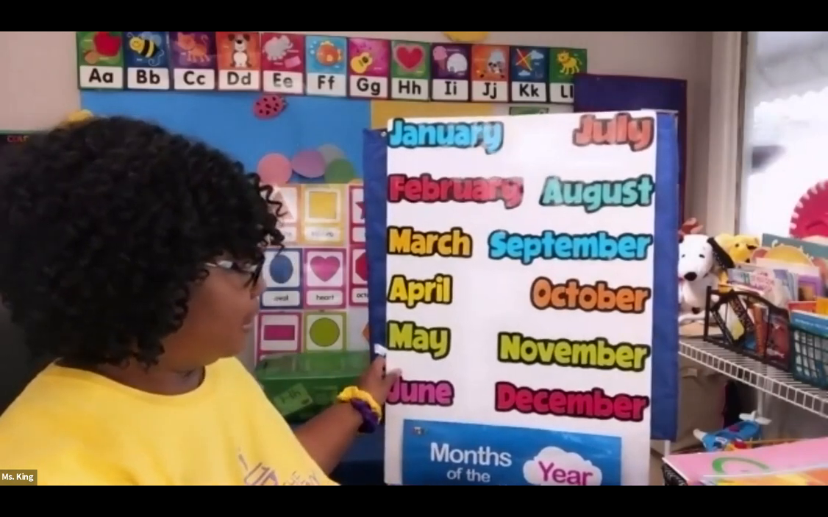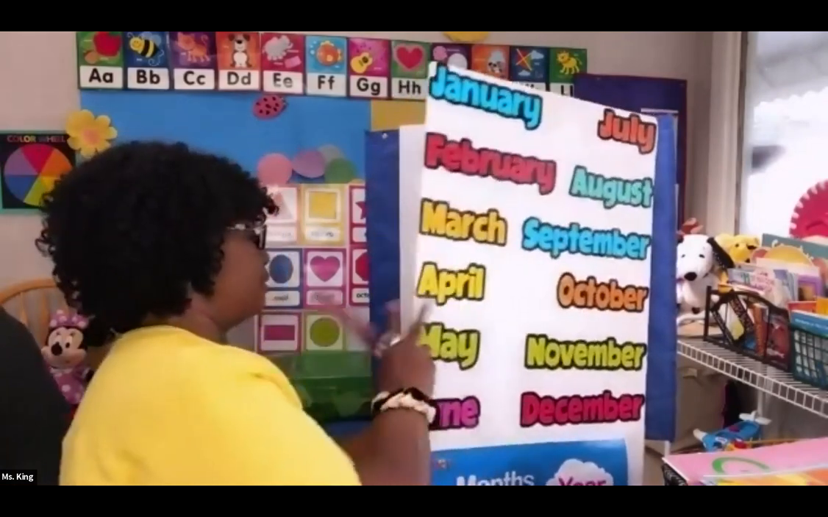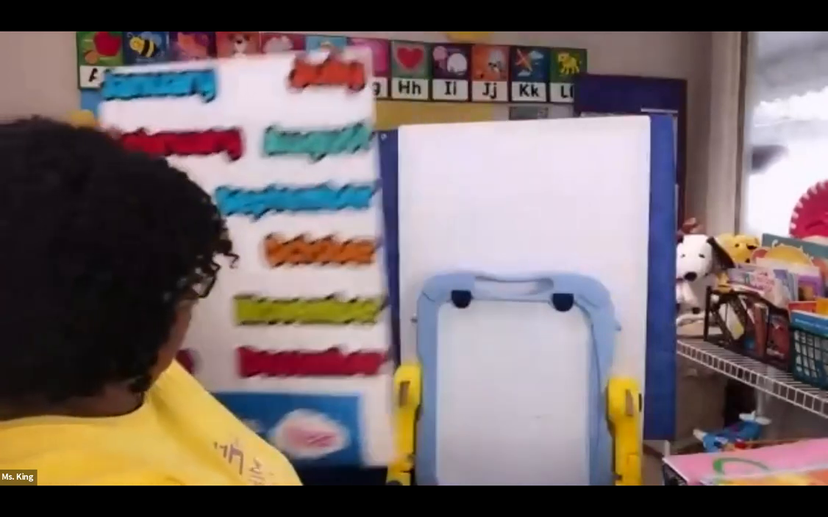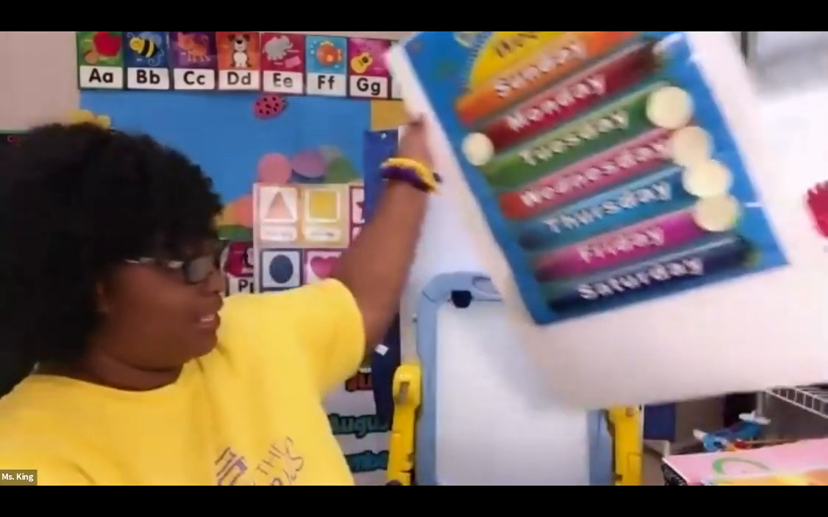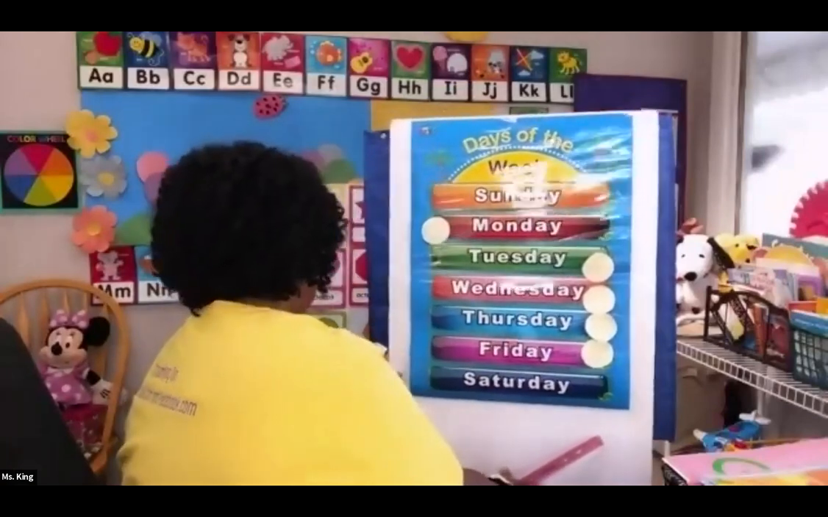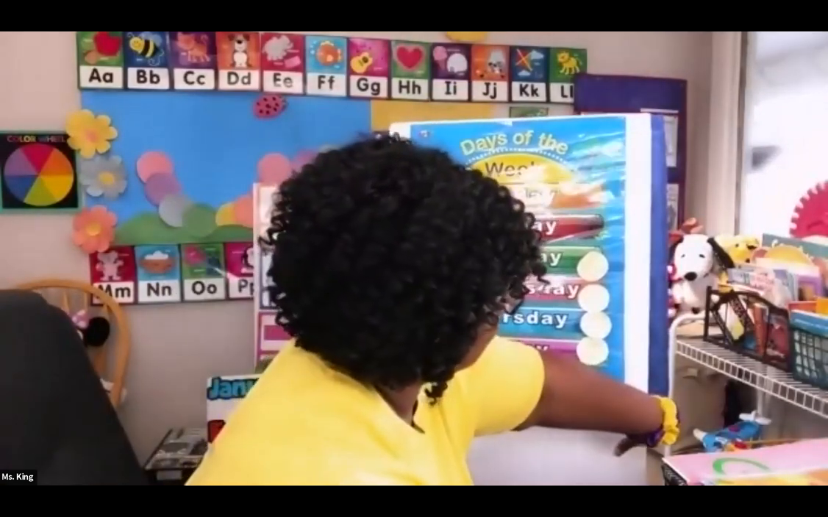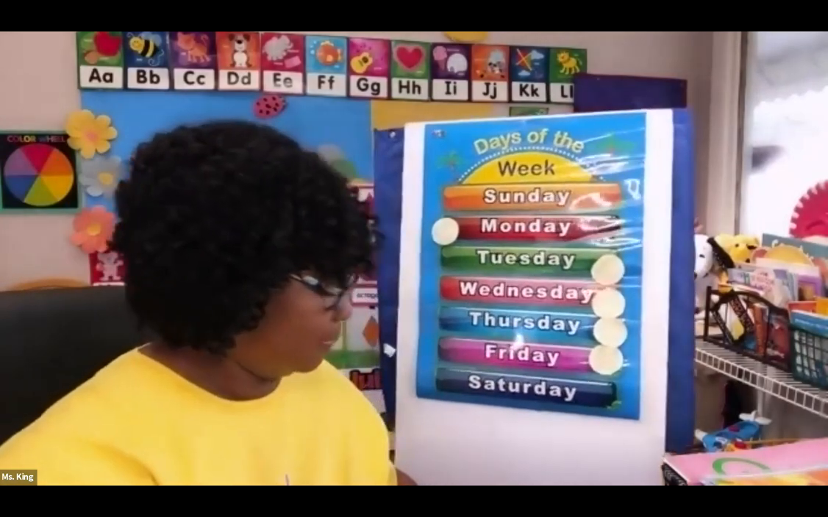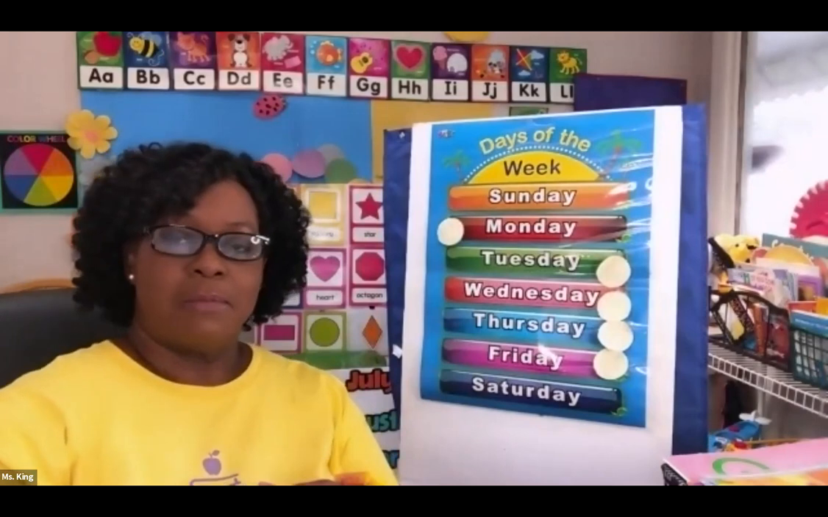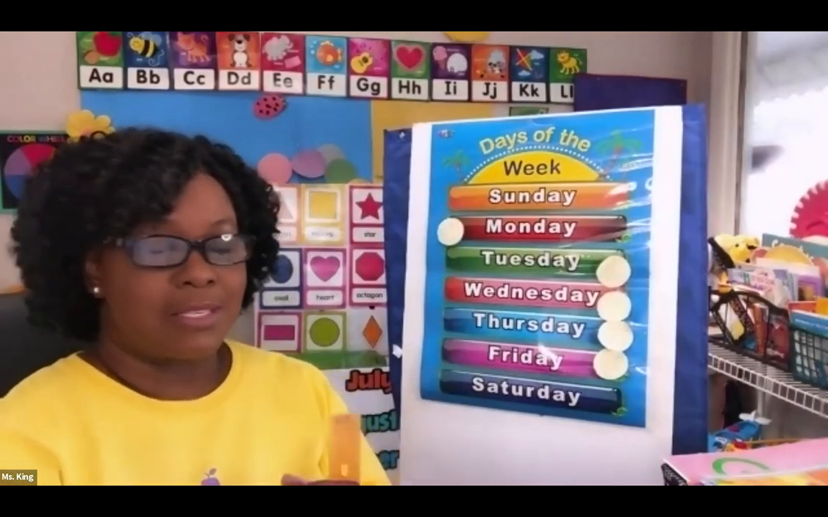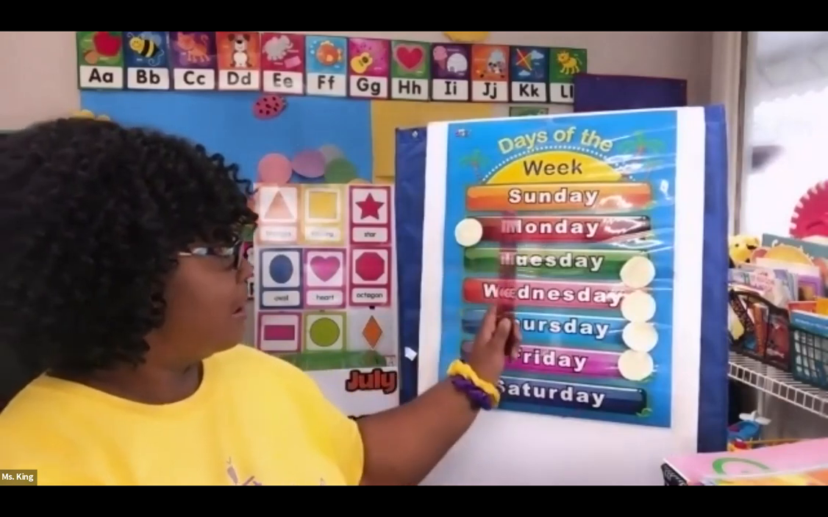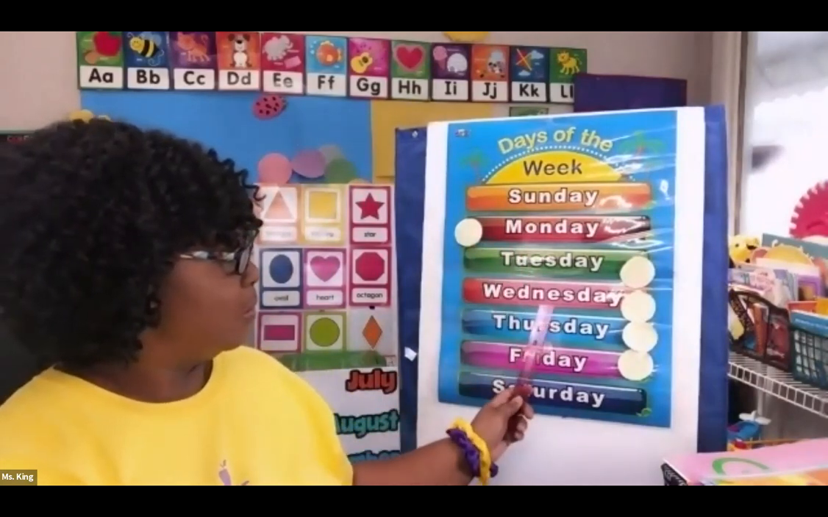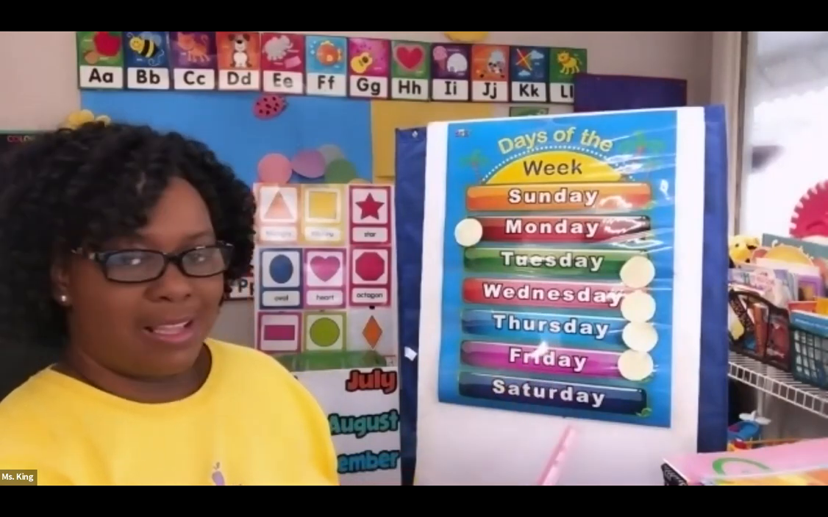Now, let's take off our month board. August is our month. Now, let's find out what today is. Remember, there are 7 days in a week. Months, 12 months, and weeks have what? 7 days in a week. And the 7 days are, let's go over them: Sunday, Monday, Tuesday, Wednesday, Thursday, Friday and Saturday.